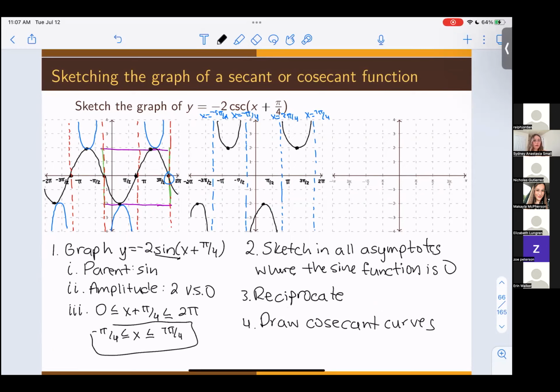Okay, are there any questions on this example or on how we graph secant and cosecant graphs in general?